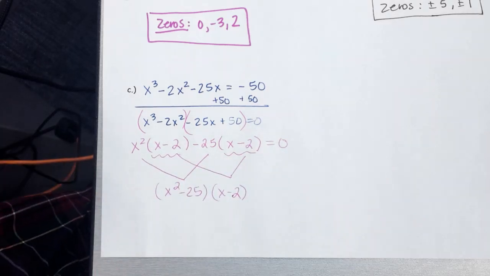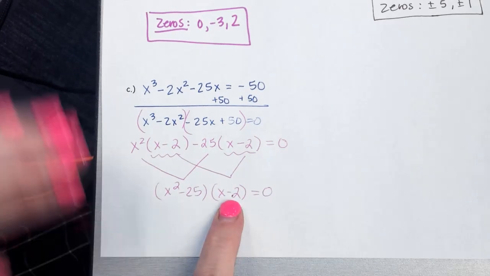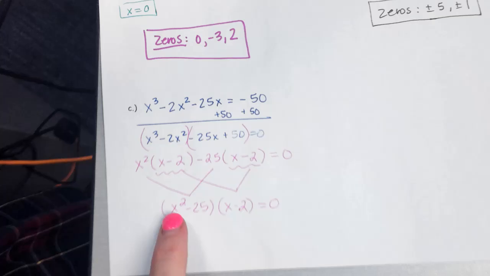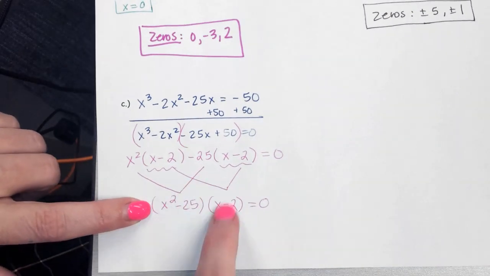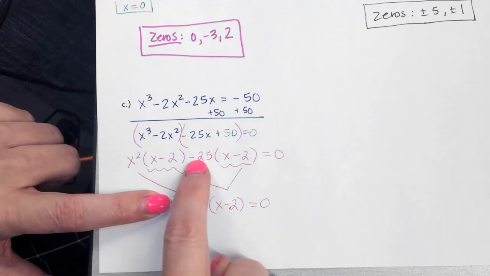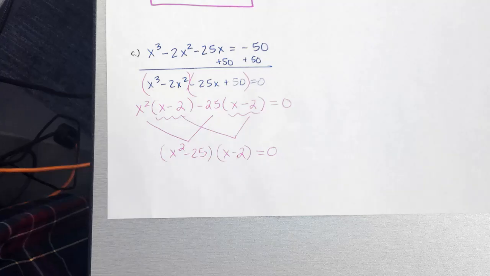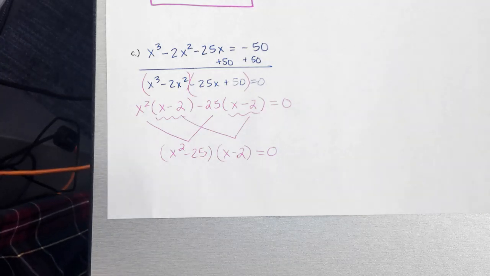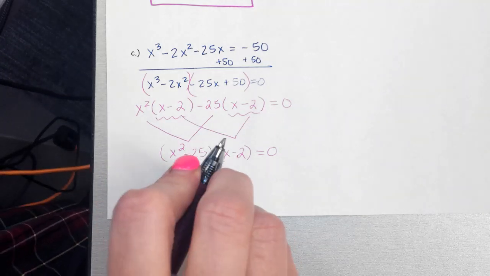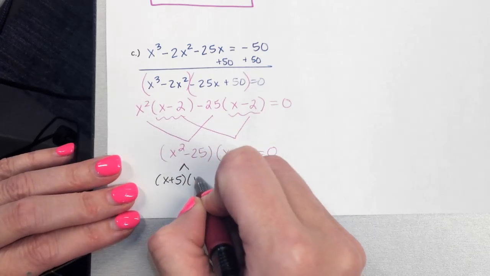Again, we are not getting rid of an x minus 2. We're rewriting it with the distributive property because if I were to do x squared times x minus 2, I would get this. And if I were to do -25 times x minus 2, I would get that. So I'm just rewriting it with the distributive property, okay? I'm not getting rid of anything. Did we notice that there was the difference of two squares?